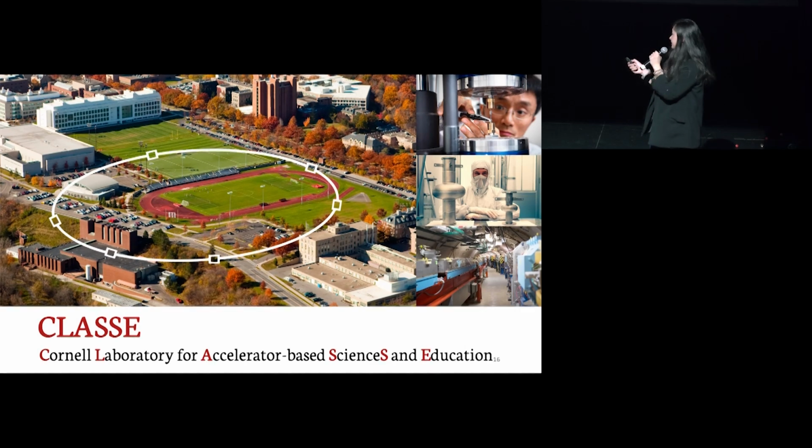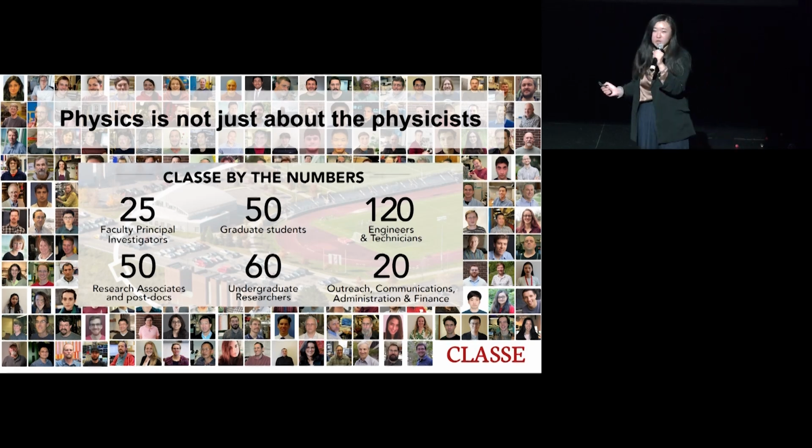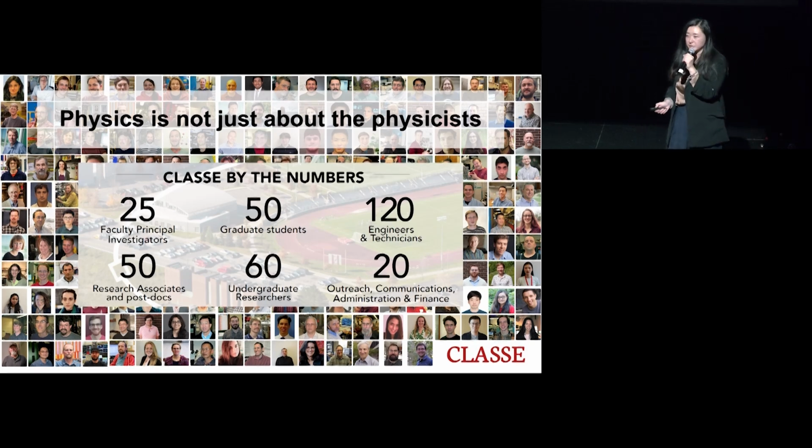But CLASSE does a lot of amazing science, and one thing I want to point out tonight is that it's not "class", this is CLASSE. CLASSE is made by over 200 employees working in all different kinds of areas of the field. One thing I think is important to say is physics is not just about physicists. If you look at the employees in CLASSE, we have about 25 faculty, 50 research associates and postdocs, and roughly 100 students. But we also have hundreds of technicians, outreach people and administrative people to keep the organization running.